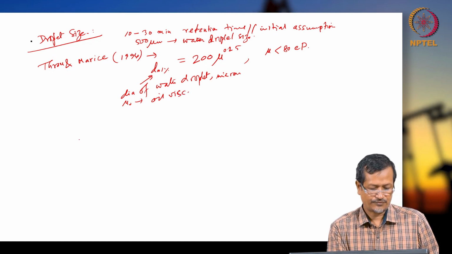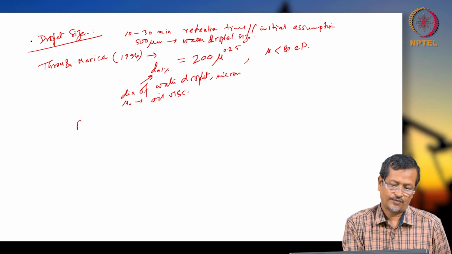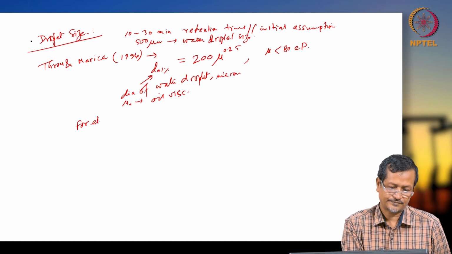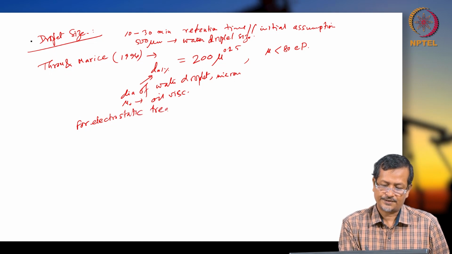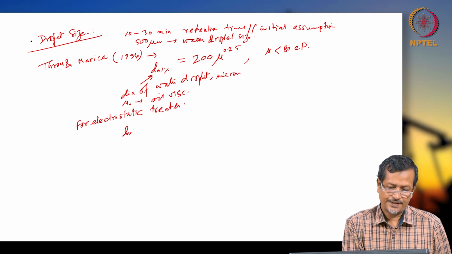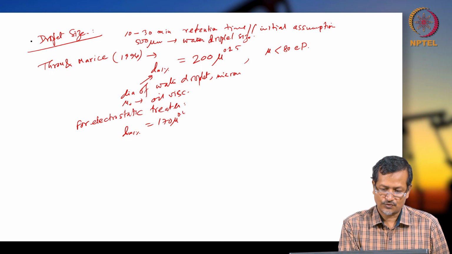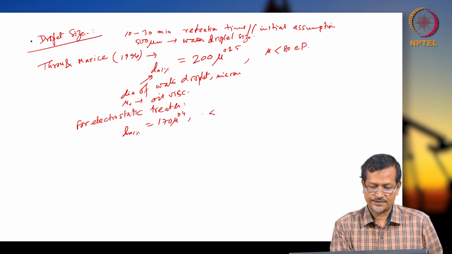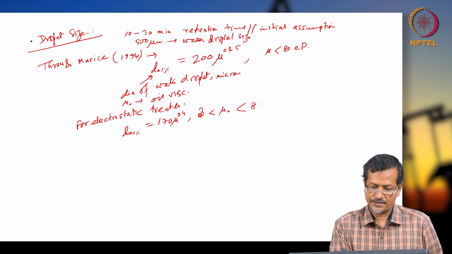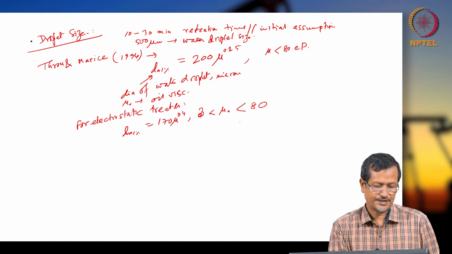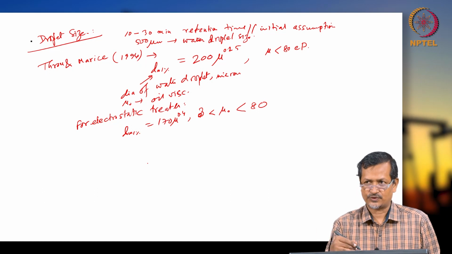Okay, using the same procedure, the following correlation for droplet size was developed for the electrostatic treater. For the electrostatic treater, dm 1% equals 170 mu to the power 0.4, and the range is 3 cp to 80 cp. Within this range, this equation should be valid. How to implement this formula, we'll see when we solve a problem.